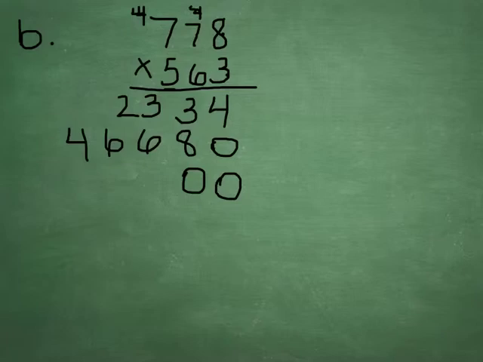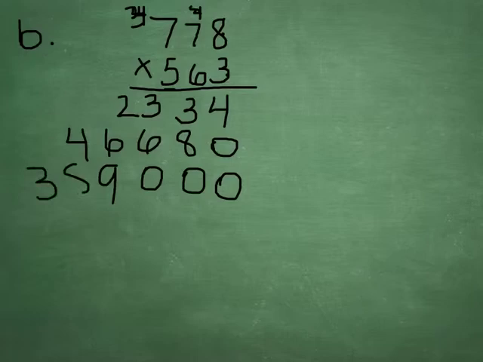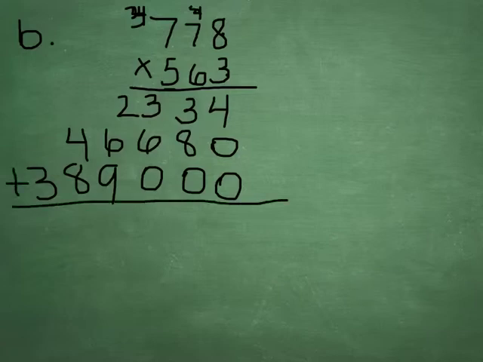Alright, 5 times 8 we know is 40. Carry that 4. 5 times 7 is 35, plus 4 is 39. Now we're going to carry a 3 up here. 5 times 7 is 35, plus 3 is 38. And then we have to add all of that. 4, 0, 0 is 4. 8 plus 3 is 11. 3 plus 1 is 4, plus 6 is 10.